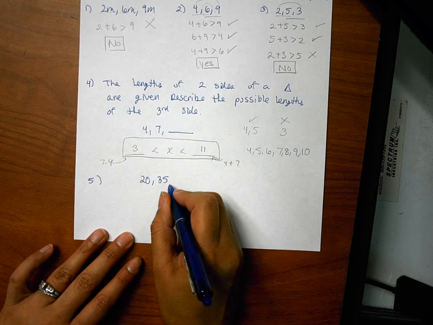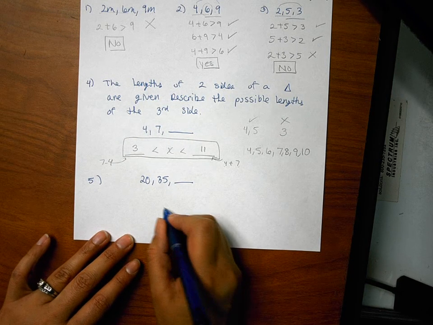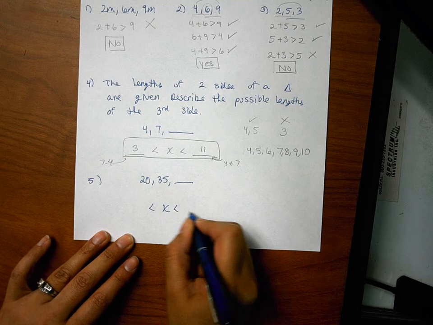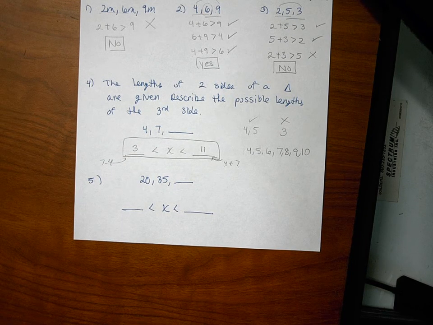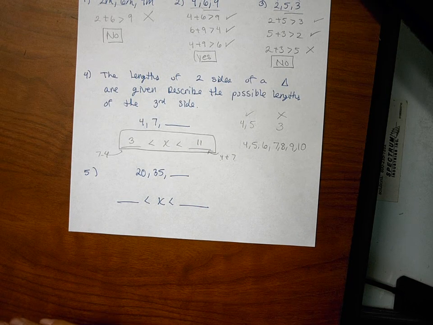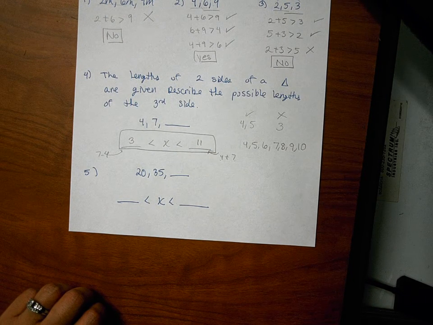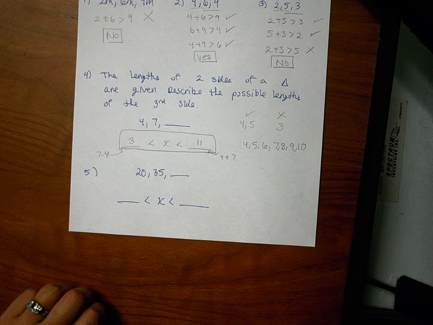I'm going to give you one to try on your own. 20, 35, this is number 5. 20, 35, find the third number. So again, X goes in the middle, and you fill it in. Same way we did up here, same way we did up there, and we'll check it together in class. That is it for this lesson.